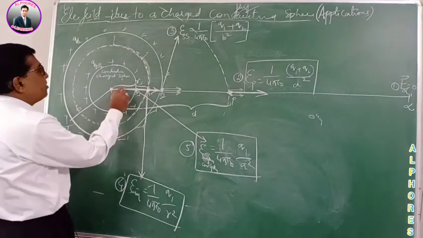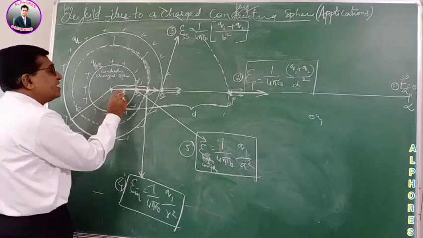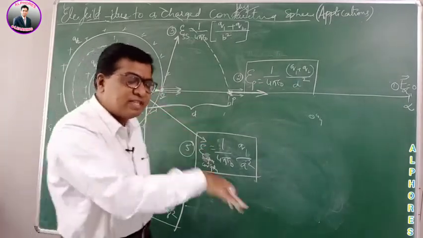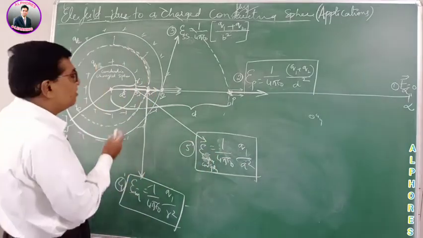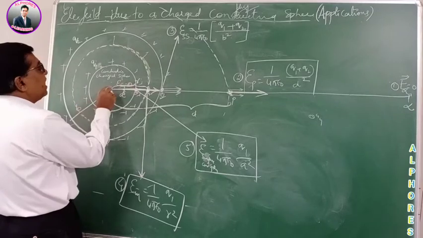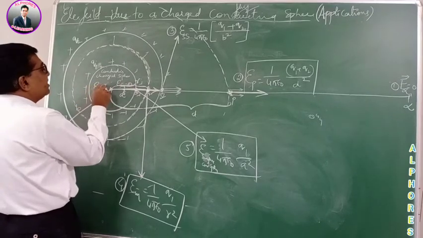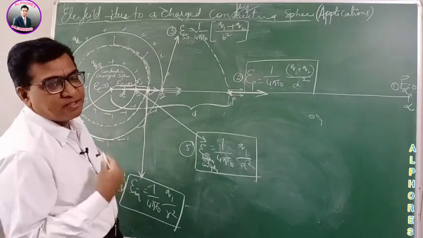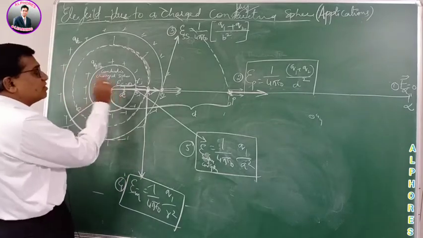Next, sixth point, field inside. Now the sixth point is inside both the spherical shell and the conducting sphere. We know that at an inside point it is 0. The center is also inside both the spheres, so the field inside is also 0.